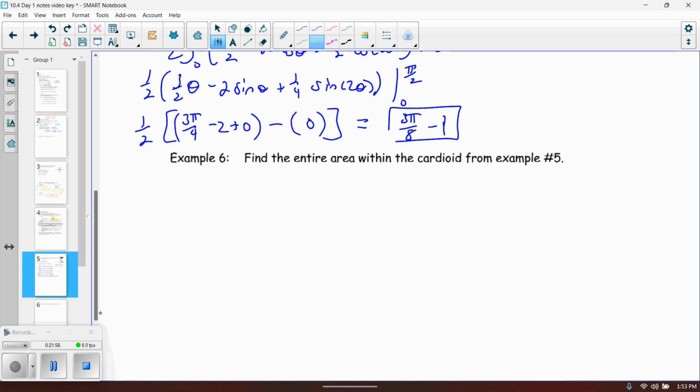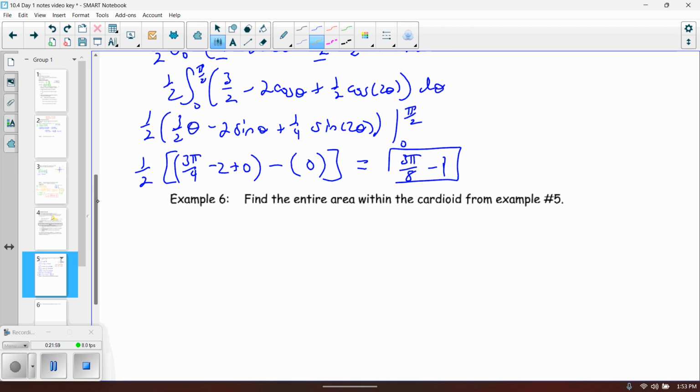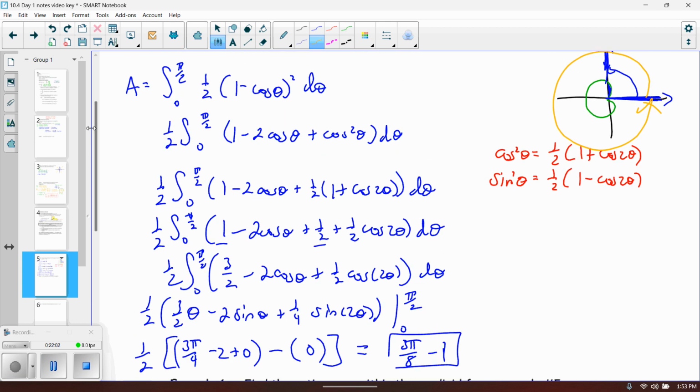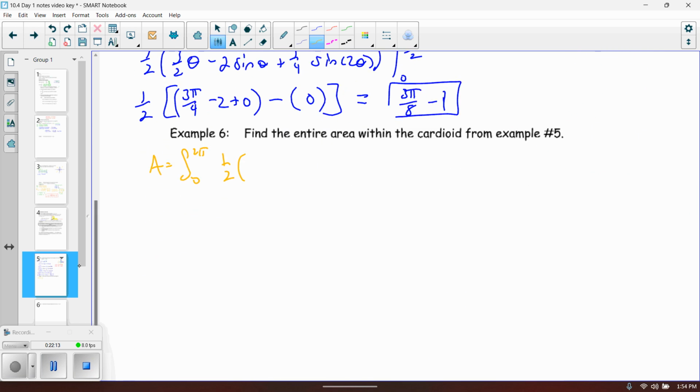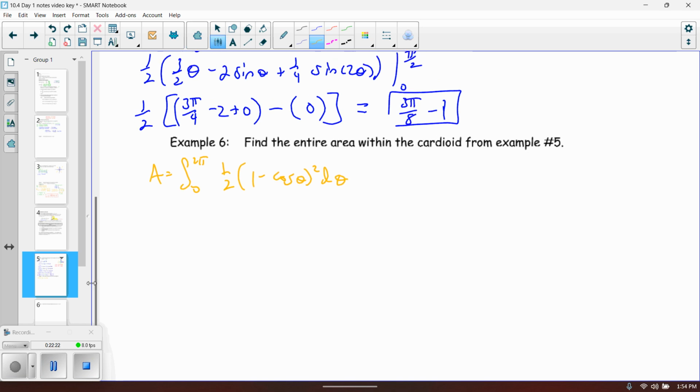So we are going to take the integral, we'll at least set it up. So the area will be the integral from 0 to 2 pi of 1/2 times 1 minus cosine of theta squared d theta. Jump all the way down to the part that we've already done. Again, there's no reason to redo all the work. So we'll have 1/2 times 3/2 theta minus 2 sine theta plus 1/4 sine of 2 theta, evaluated from 0 to 2 pi.